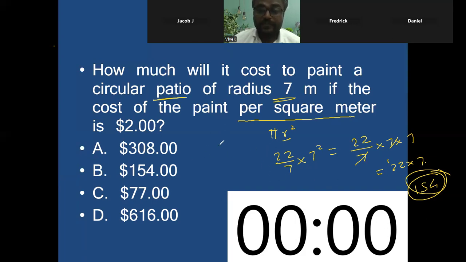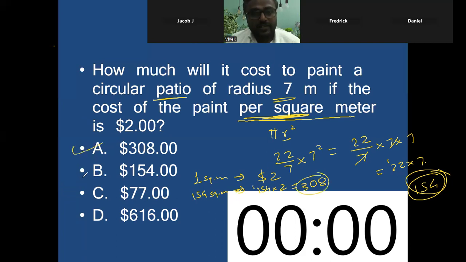But what are they saying? For per square meter. So for 1 square meter, they are requiring $2. So for 154 square meters, how much would that be? You just multiply 154 by 2. So 2 times 4 is 8. 2 times 5 is 10. Carry the 1 over. 2 times 1 is 2 plus 1 is 3. So $308 is the amount, or the cost of painting that circular patio. I hope you understood.